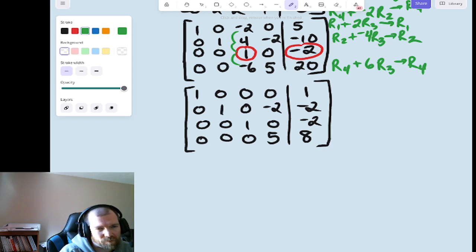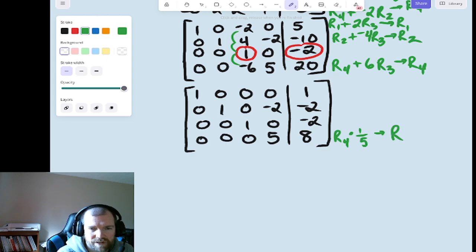Alright, at this point, we need to take row 4. If you have any questions, do let me know, and I will attempt to answer anything you got. Put that back into row 4, and we're going to take row 2 and add to it 2/5 of row 4, and put that back into row 2.